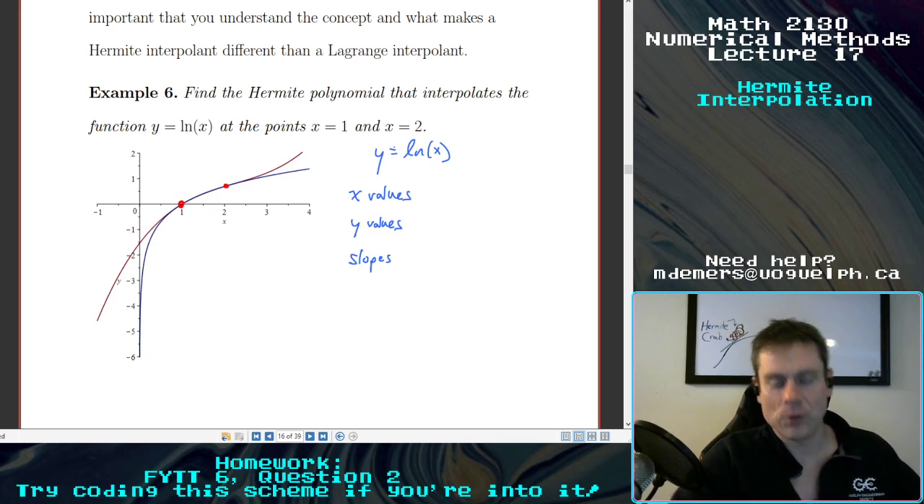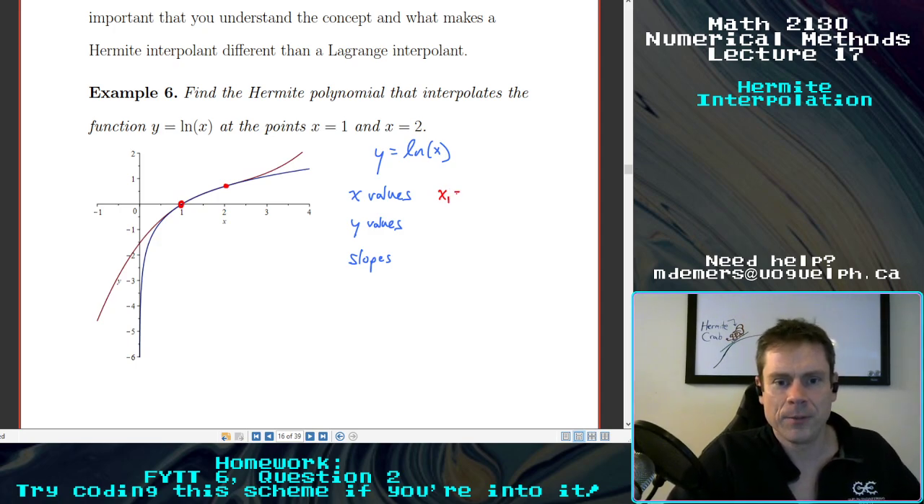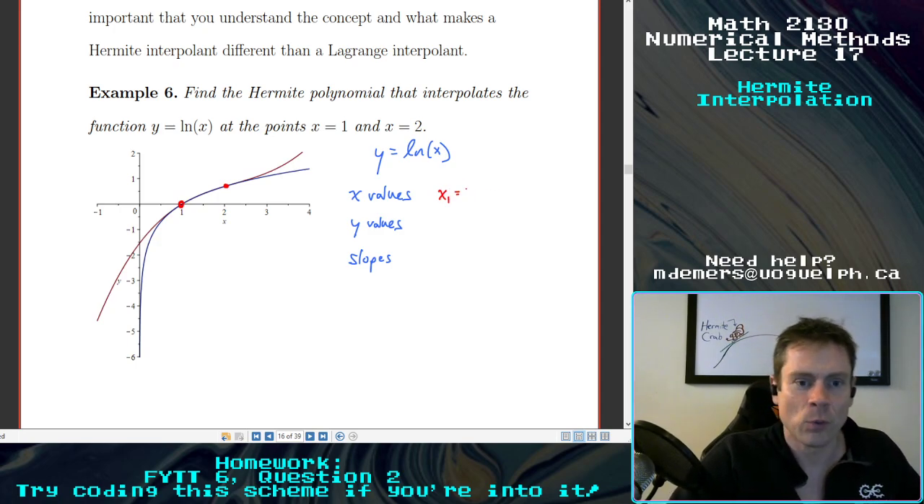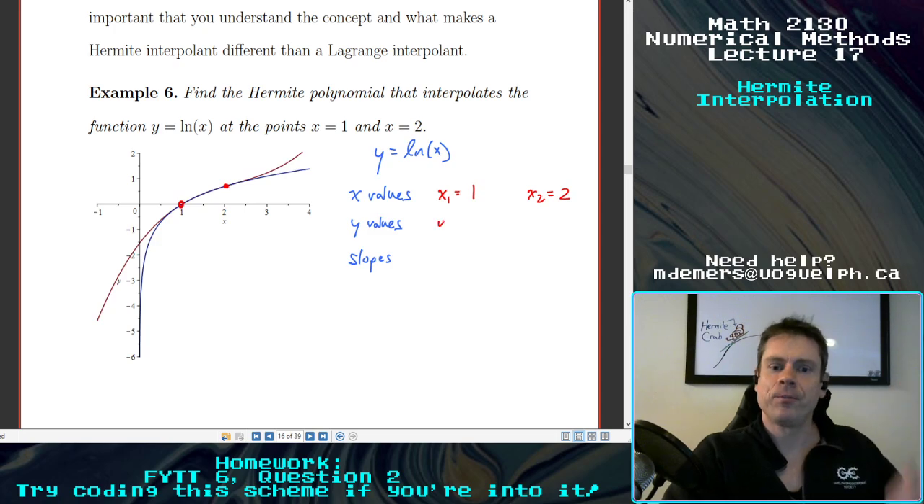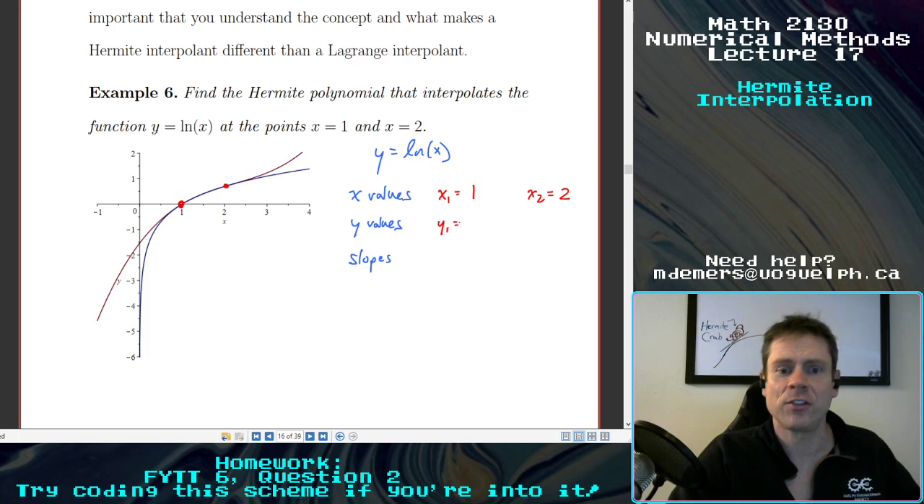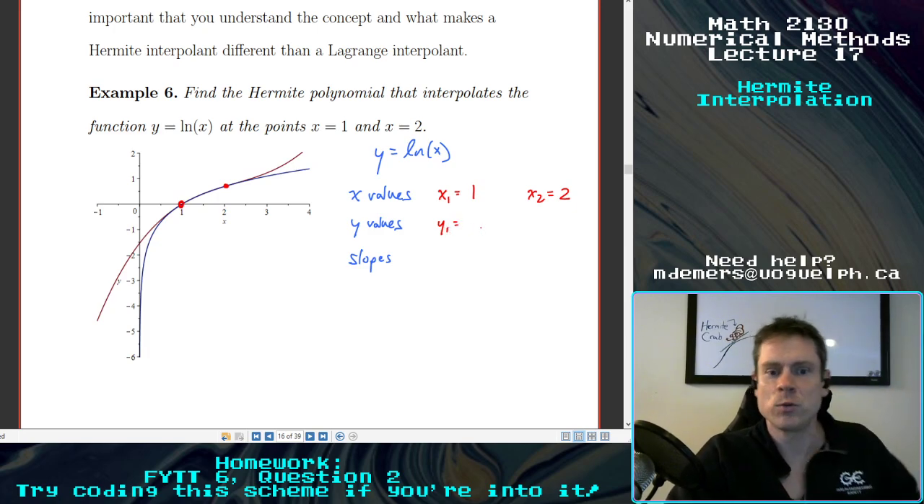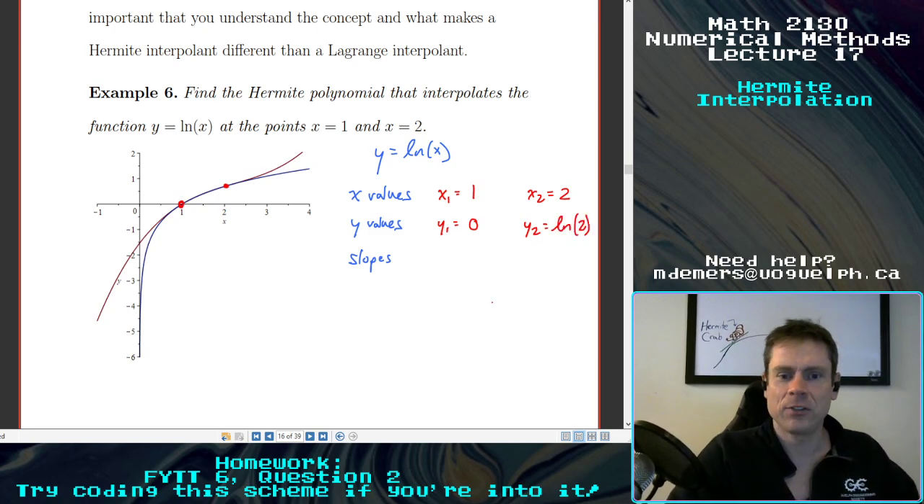Okay, so the different values that we have here are going to be x. I guess we can start with x1 and say x1 equals 1 and x2 equals 2. The y values are simply those values that you get when you sub them into the ln function. So y1 would be ln of 1, which is 0. And y2 is the ln of 2, which is, well, whatever it is.